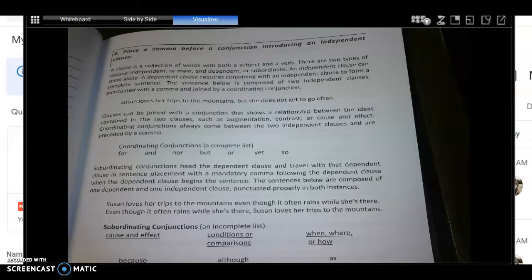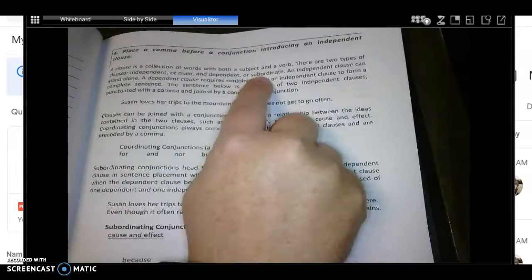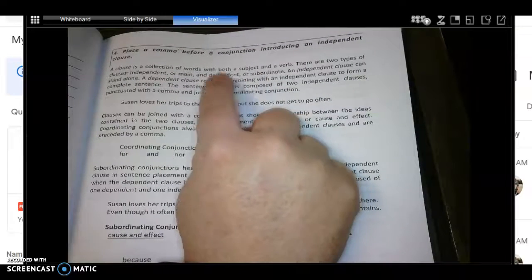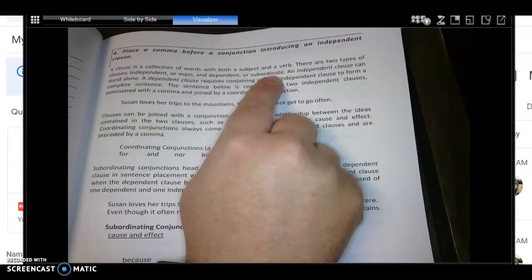So we're going to talk about a clause. We've talked about this in class last week, but a clause is a group of words that's going to have a subject and a verb. Remember, I drew it up on the board, and you have two types. The first one is the independent clause, and then you have the dependent clause, also known as the subordinate clause. So it goes by both names, dependent and subordinate.